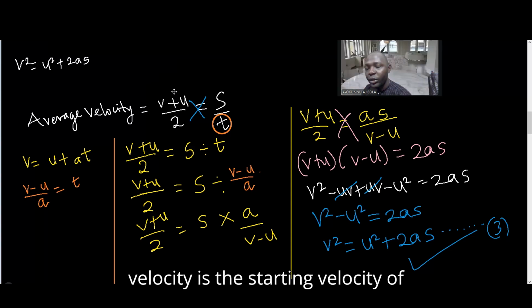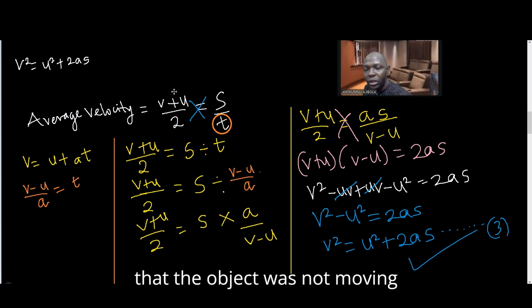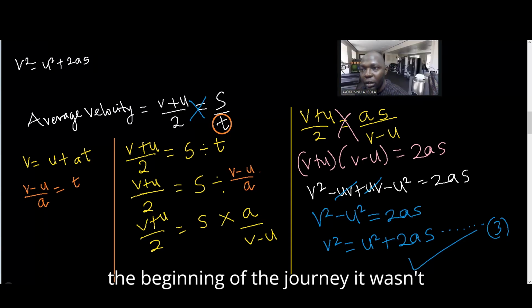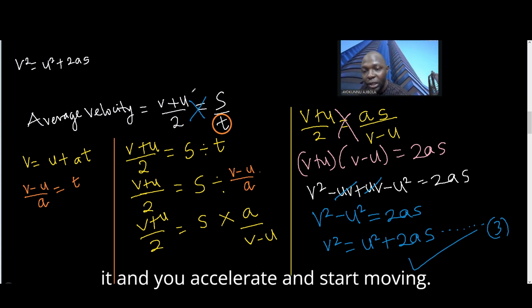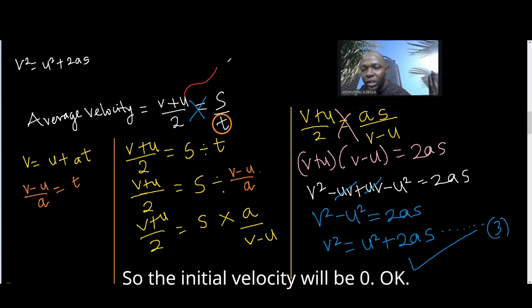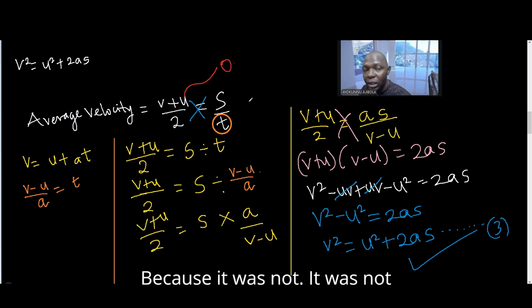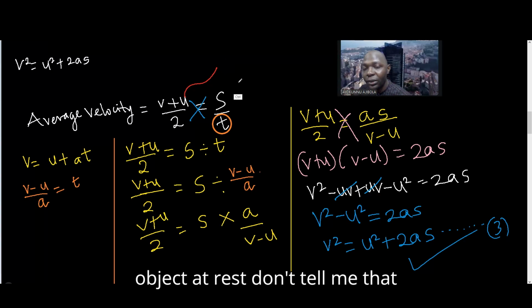Initial velocity is the starting velocity of any journey. So let us assume that the object was not moving at all at the beginning of the journey. Then all of a sudden you ignite it and you accelerate and it starts moving. So the initial velocity will be 0, because it was not moving. It was at rest.